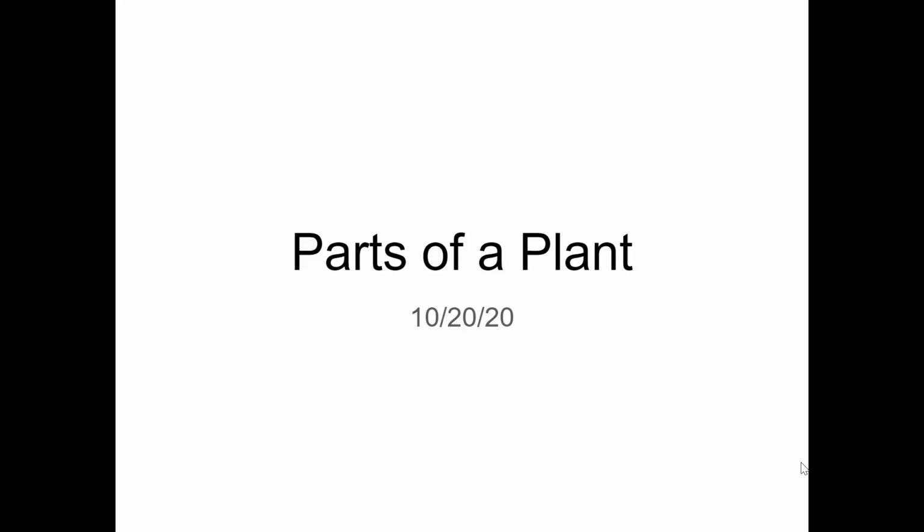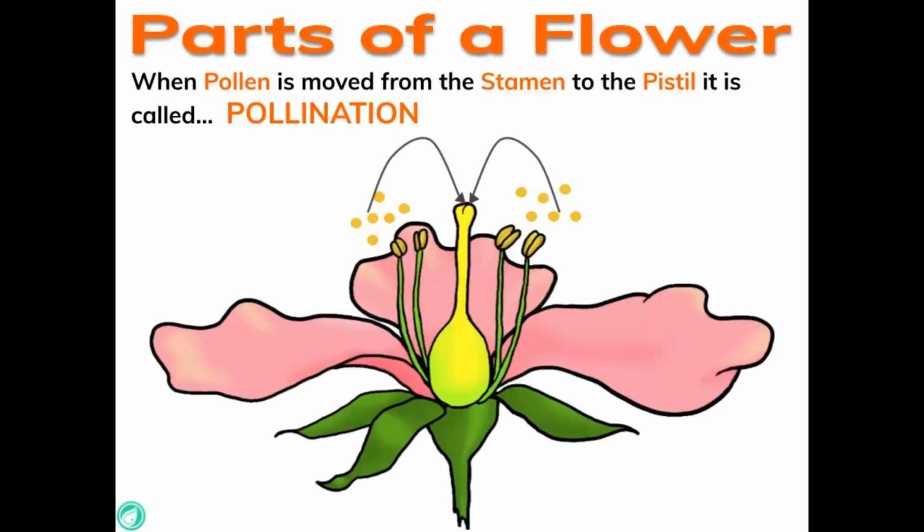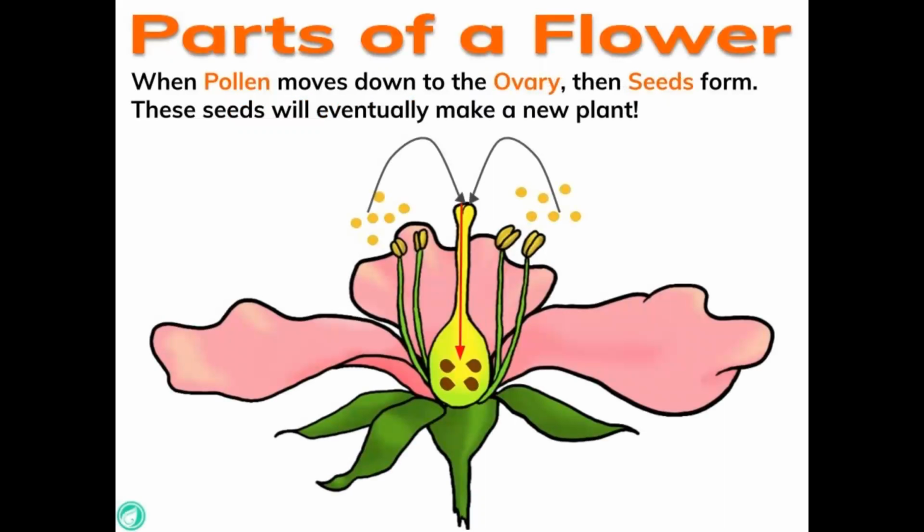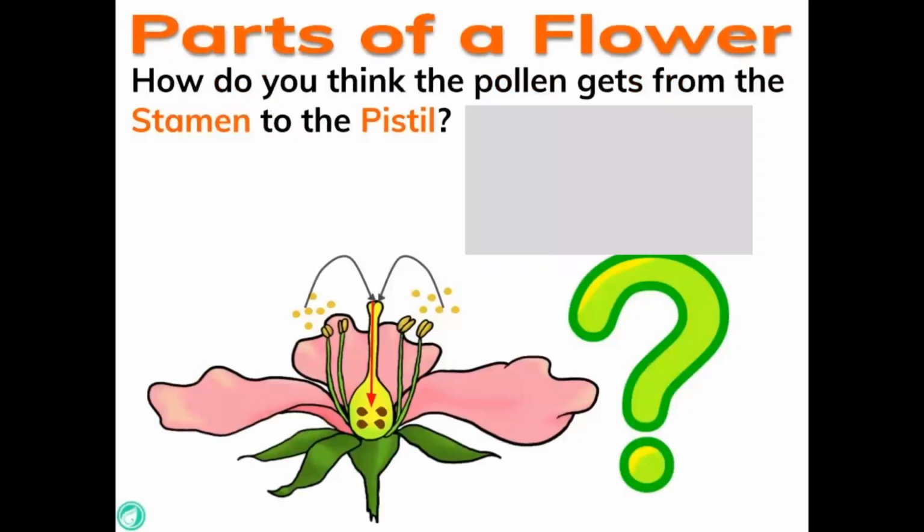Hi guys, for science today we're going to continue to talk about the parts of a plant. So yesterday we talked about the parts of the flower, and we talked about how when pollen is moved from the stamen to the pistil, it is called pollination. Pollen moves down the ovary and then forms seeds, and these seeds eventually make that new plant.